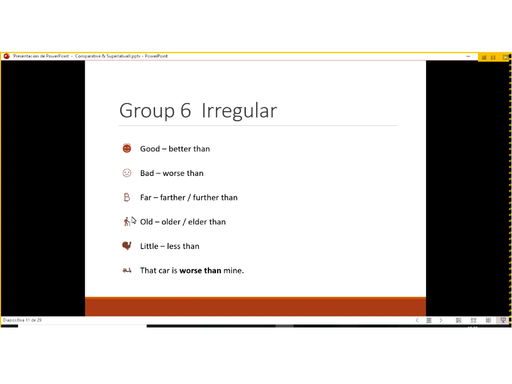Then we have group 6, that they are irregular. Good, better than; bad, worse than; far, farther, further than; old, older or elder than; little, less than. Example: that car is worse than mine. In this case, these words are irregular, yes?